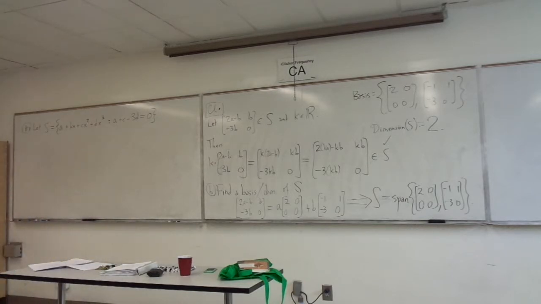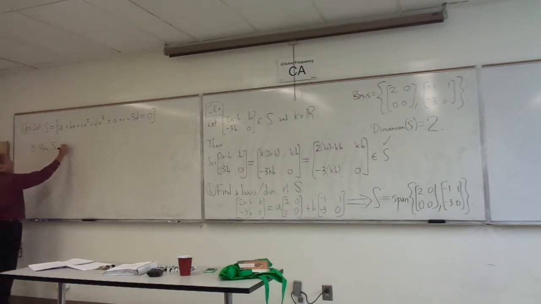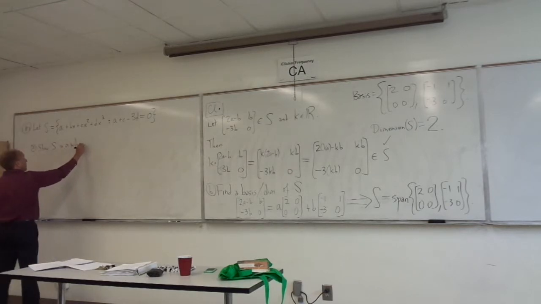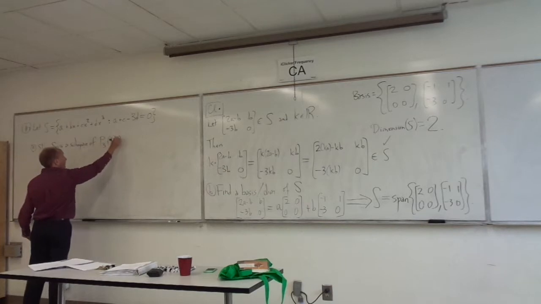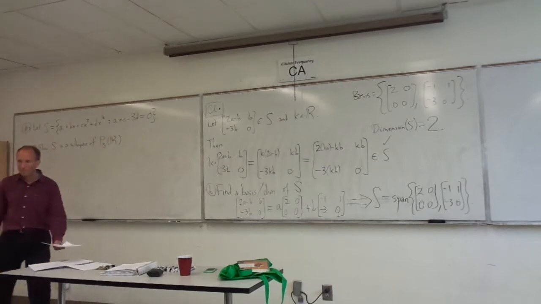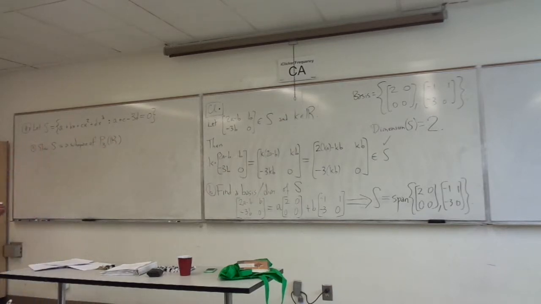Okay. So, very similar problem. We have a set of vectors, and here's what we're going to do in part A. I want to show that S is a subspace of P3 of R. Okay? So P3 of R, remember, that's the set of all the polynomials of degree 3 or less.